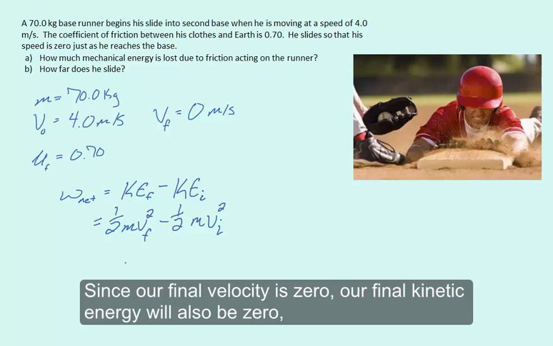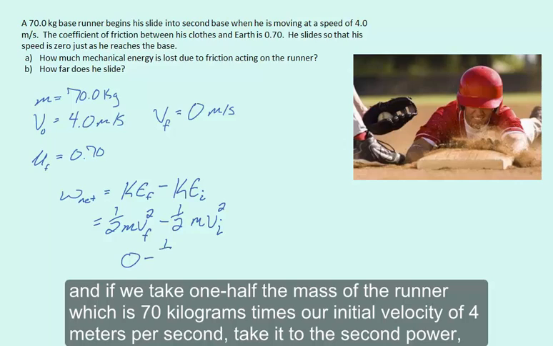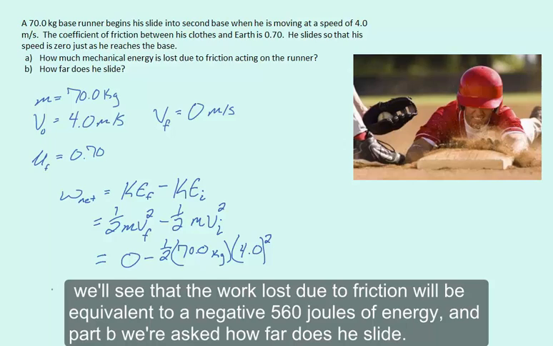Since our final velocity is 0, our final kinetic energy will also be 0. And if we take 1/2 the mass of the runner, which is 70 kilograms, times our initial velocity of 4 meters per second, taken to the second power, we'll see that the work lost due to friction will be equivalent to a negative 560 joules of energy.